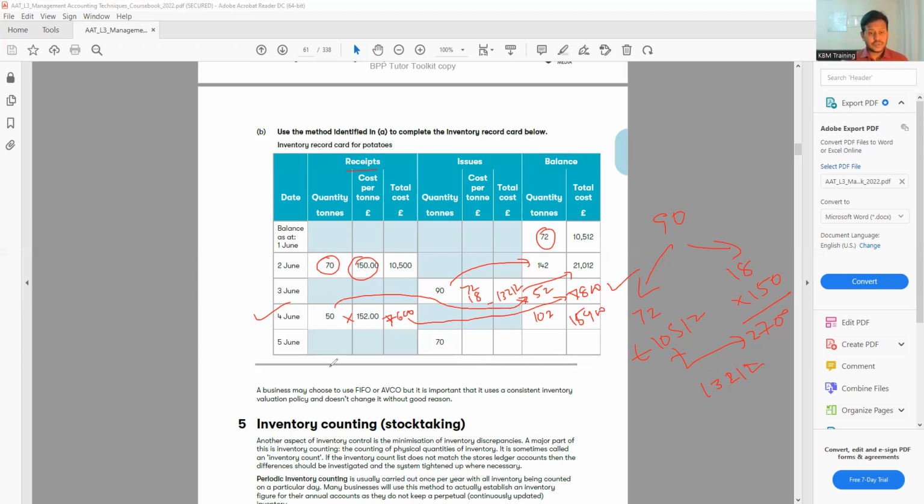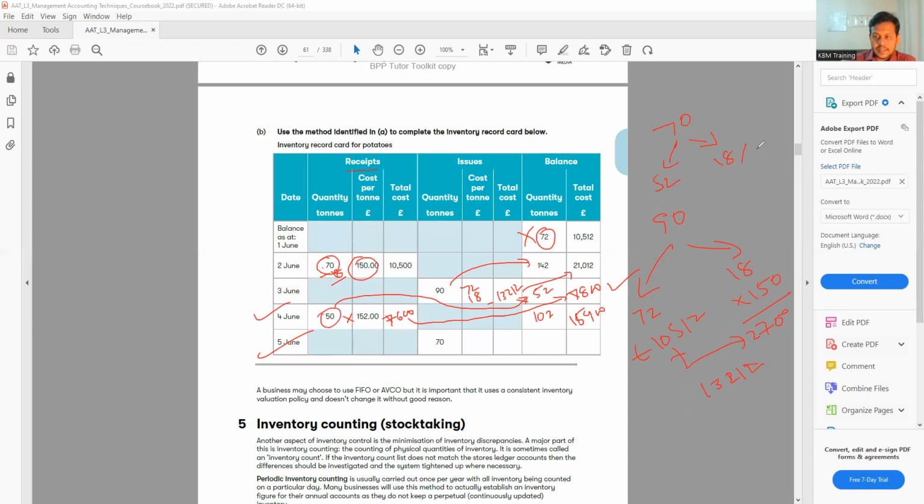And finally, on 5th of June, we can see we issue 70 units. Now tell me, from where are we going to use 70? So from this 72 is already finished. And from this 70, I already used 18, isn't it? So from 70, 18 is already gone. So how many units do I need to use from here? I need 70 units now. So I'll take 52 from here. And the cost for the 52 was 150 each. So we need to take that, and we need 18 more. And these 18 I'll take from this 50.